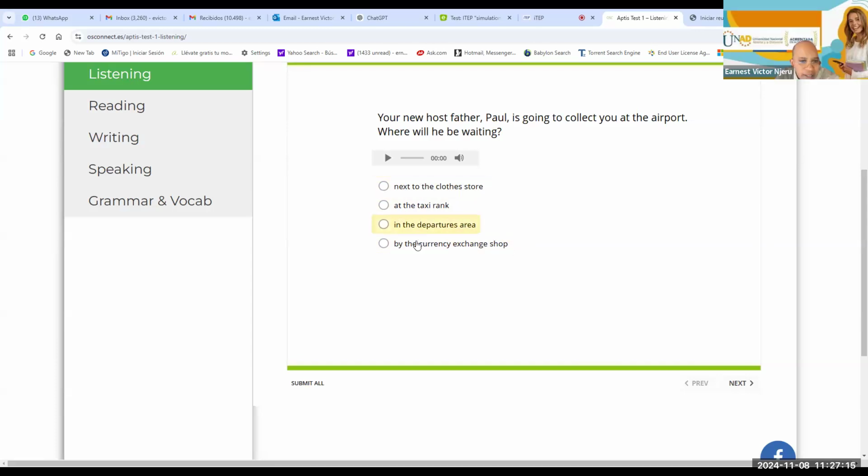So we have the possible answers: D, B, next to the clothes store. It's not very possible, but the most possible answers are the taxi rank and the currency exchange. Let us pay attention and see if we can find the main information, especially in the middle and at the end. So let's go, let's listen. Key ideas.